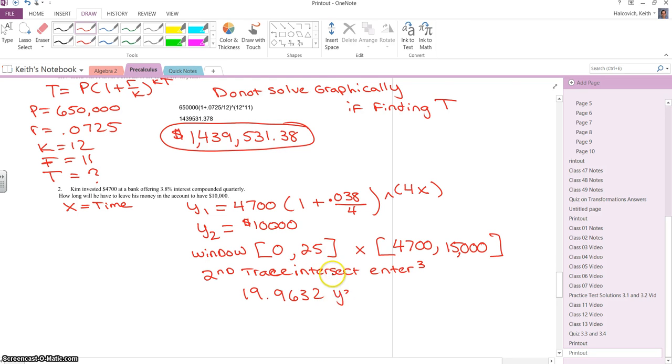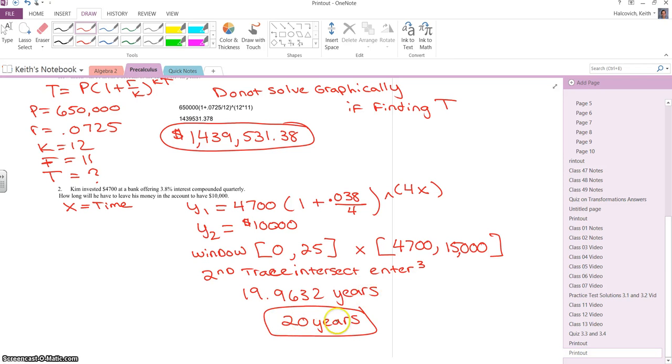19.9632 years. But remember, it's compounded quarterly, so you're going to round to the nearest quarter of a year, and you're going to round up, so it's going to be 20 years that it'll take for him to leave the money in the account to have $10,000.